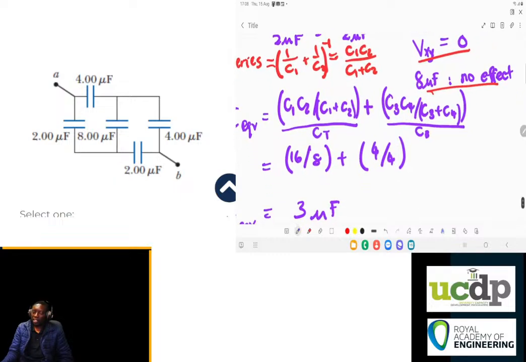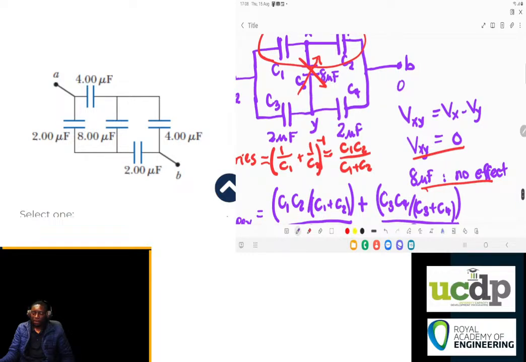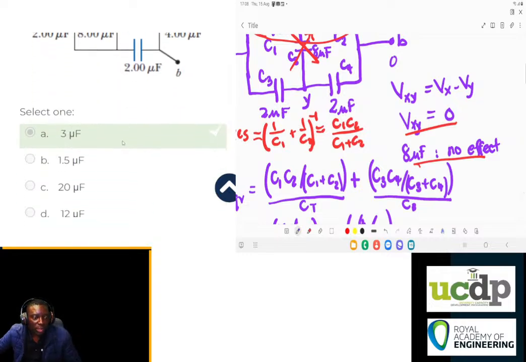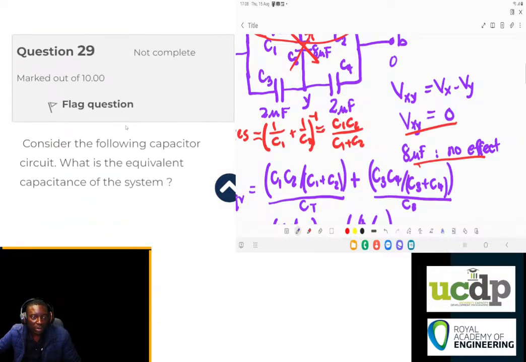So when we add, we just substitute there to get 4 times 4 divided by 4 plus 4. This is 16 over 8. 2 times 2 divided by 2 plus 2 is 4 over 4. That's how we got to 3. Okay, sir. Thank you. Now I understand. Okay, perfect. So that's how we get to the 3 microfarads for this type of question.